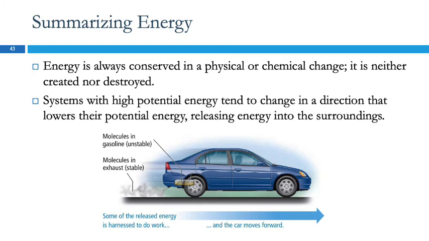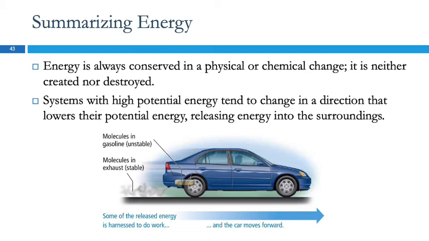So here we have a car. This is the old-fashioned gasoline car, right? So we've got molecules of gasoline in the gas tank, and those have energy because of the potential instability within the molecules. When the gasoline burns in the engine, that chemical potential energy is turned into kinetic energy, where it's making the pistons go back and forth, but a lot of it is also turned into thermal energy.